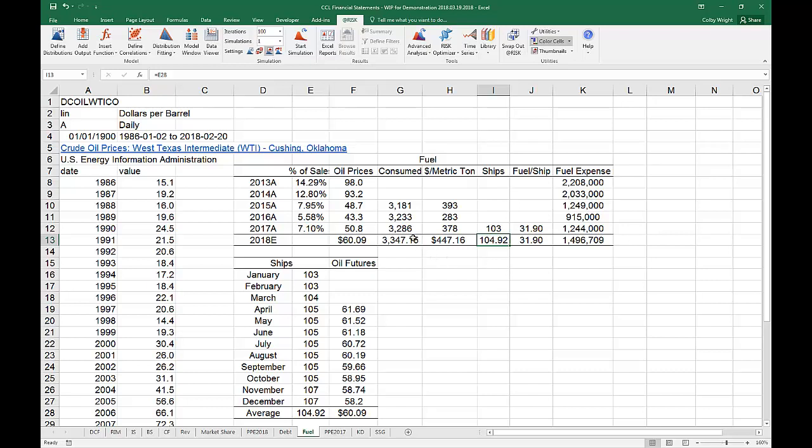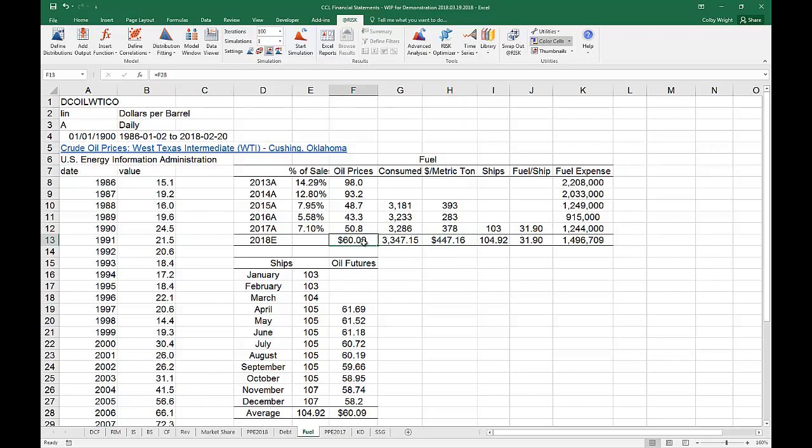104 ships out there. There's our consumption. That's the price per metric ton. That's the fuel per ship. And so anyways, these are all these inputs, but one of the big inputs was the price of oil, right? We tried to say, well, in the past, oil prices were $48.70 a barrel, $43.30 a barrel, $50.80 a barrel. That got us to our price per metric ton. So then we tried to use this to estimate what our price per metric ton would be in 2018.